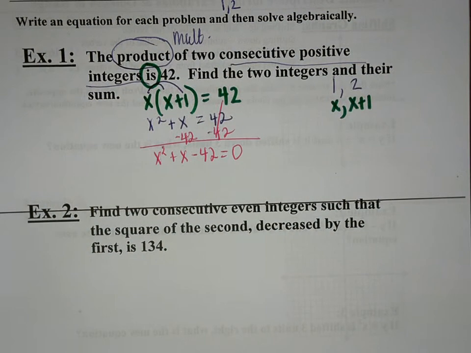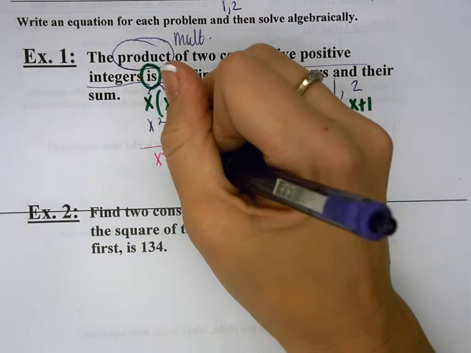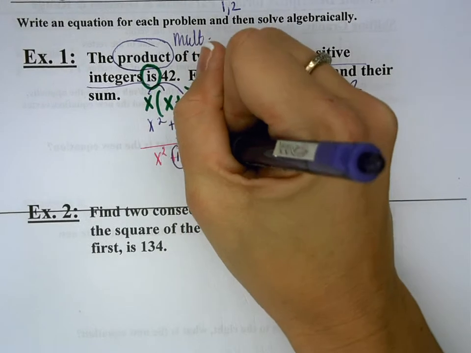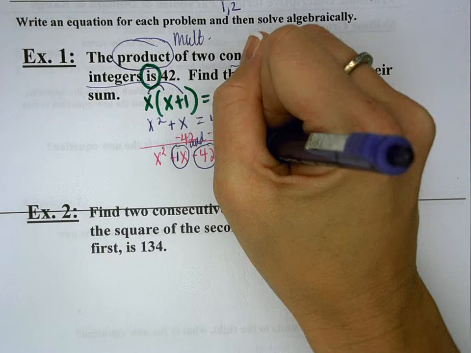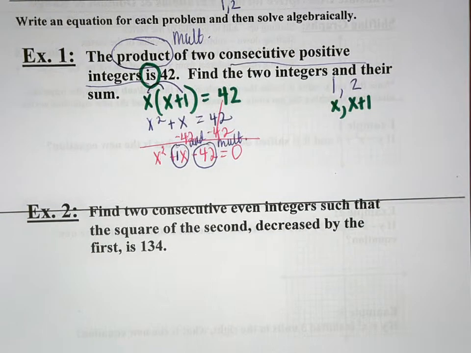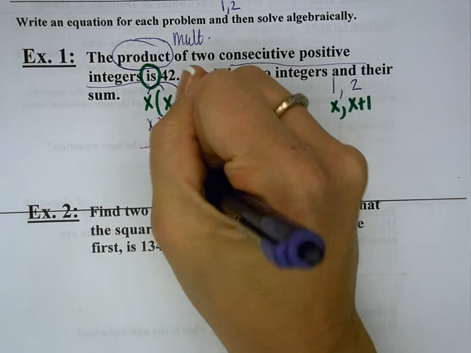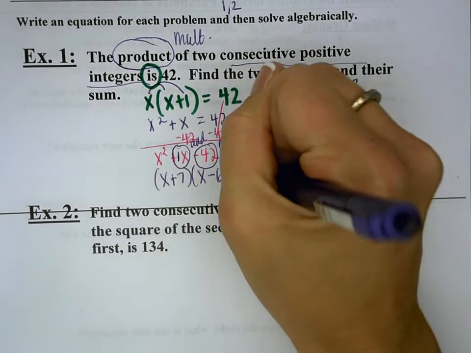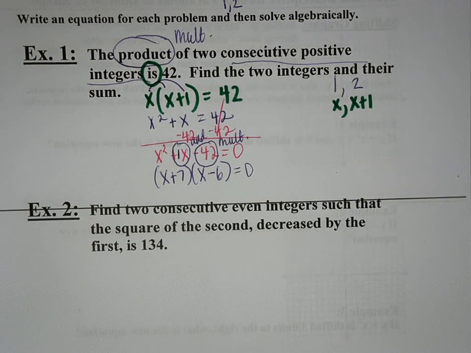No, not yet. So remember that we're always looking for a number that multiplies to be the last number, and adds to be the number in front of the x. So the two numbers that work are x plus 7 and x minus 6. Those multiply to be negative 42 and add to be 1. And when you set those equal to 0, what do they equal?